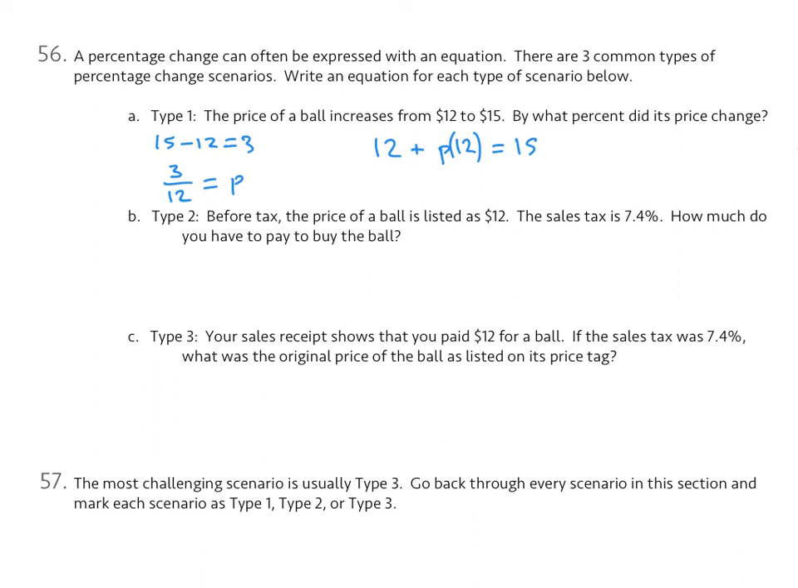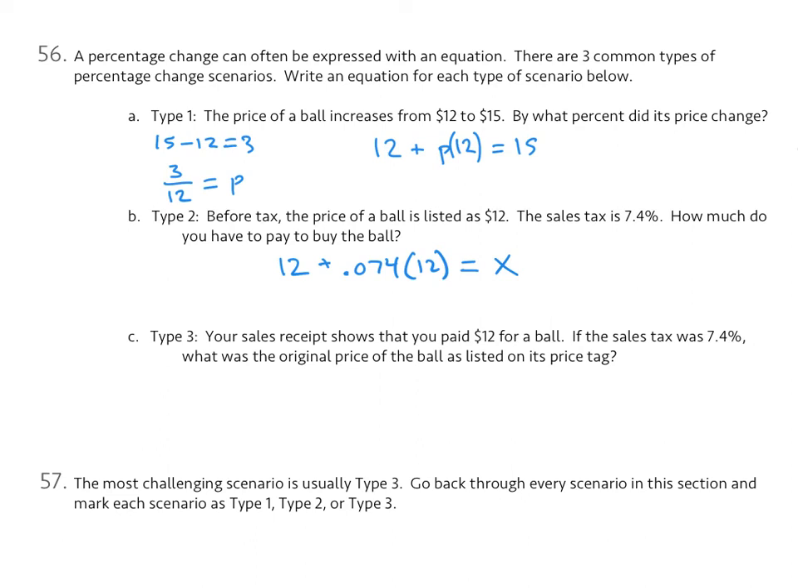Part B, type 2. Before tax, the price of a ball is listed as $12. The sales tax is 7.4%. How much do you have to pay to buy the ball? You start at 12, and then you're going to add a 7.4% sales tax, 0.074, and that's calculated as some percent of the 12 you started at. And then after that, that equals your final amount, your final price. Use whatever variable you want there.